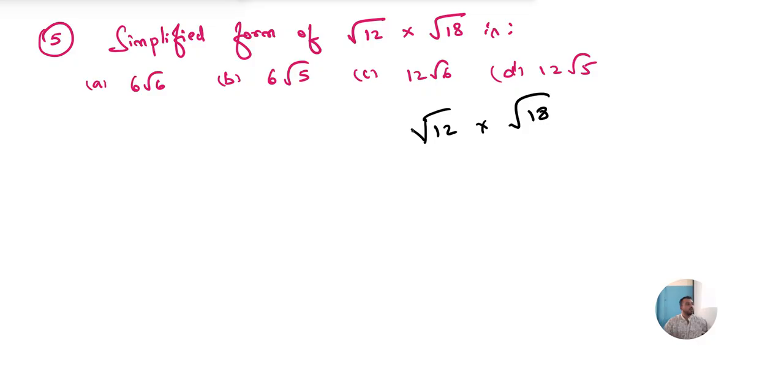Before I multiply 12 into 18, I'll get a bigger number. After you get a bigger number, if you want to find its square root, it is difficult for you to get the correct answer.